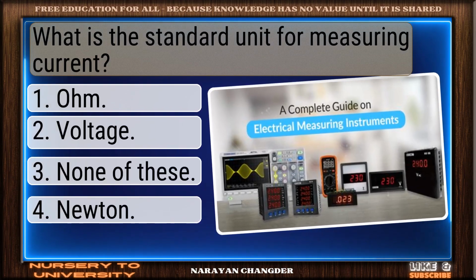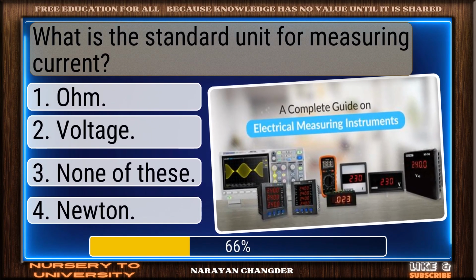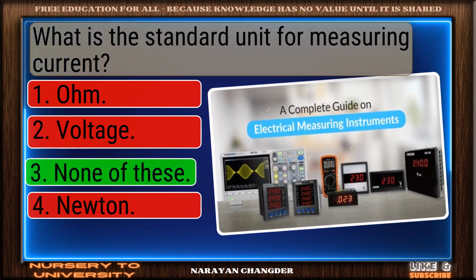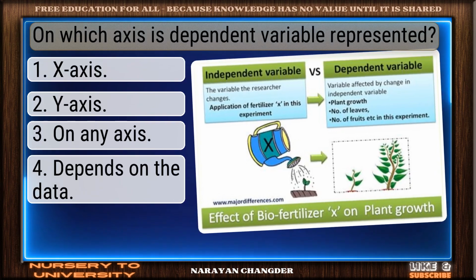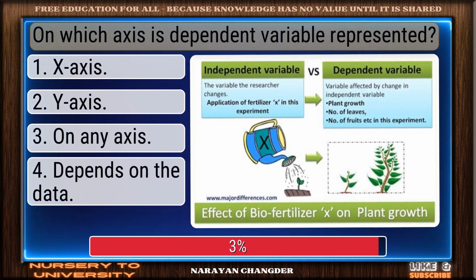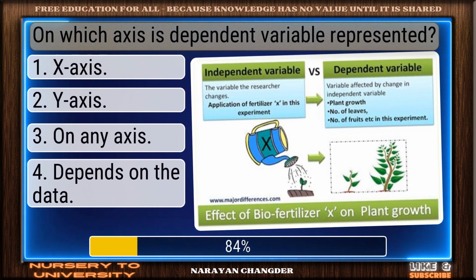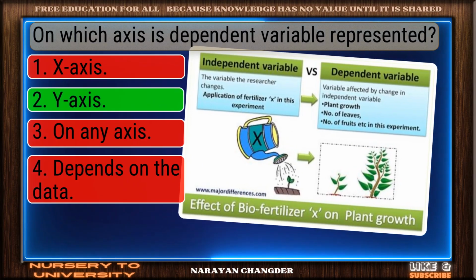Question number 15. What is the standard unit for measuring current? Well done. None of these is the right choice. Question number 16. On which axis is dependent variable represented? You chose y-axis, and it is correct.